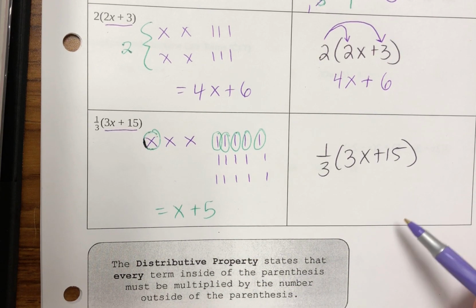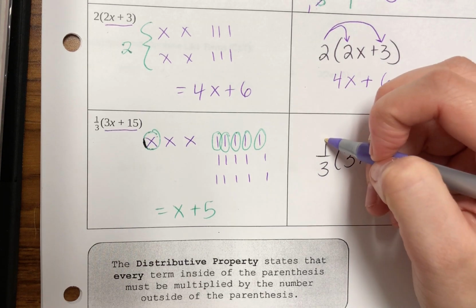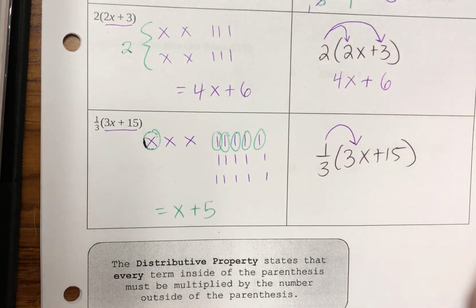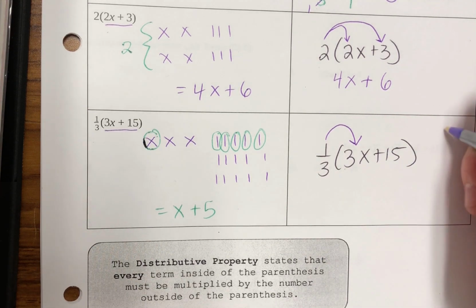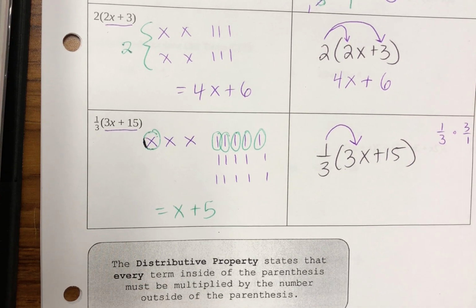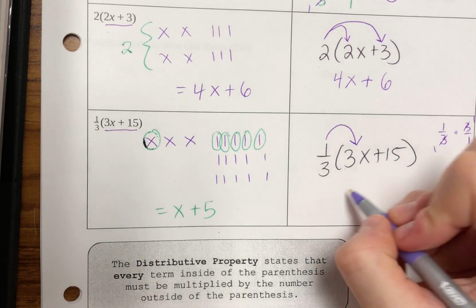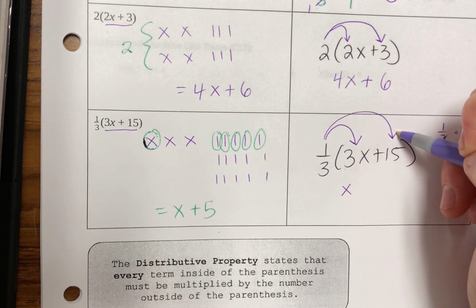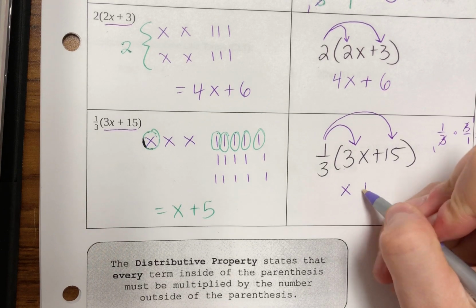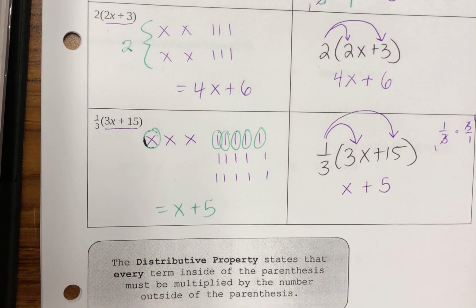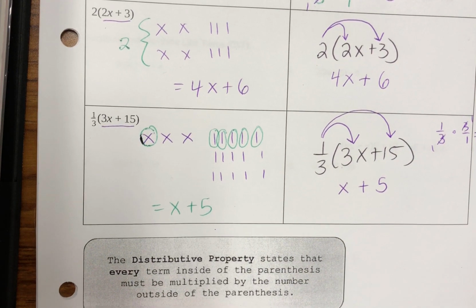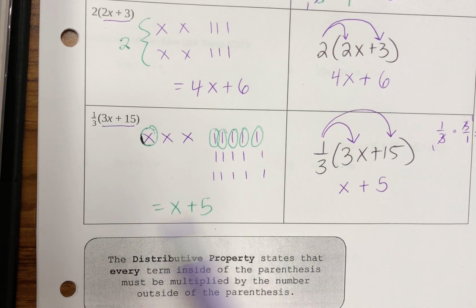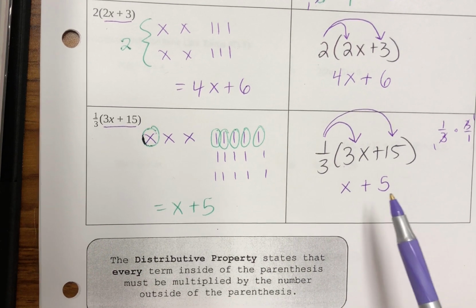If I check out this next example, I'll see that 1/3 times 3x, well, I would think about 1/3 times 3 over 1, which would work out to 1 over 1, or just 1x. And 1/3 times 15, well, we did that problem up above and we got 5. So it works out to be that same amount. So either way you think about these two ways of solving the problem, whether it's using a bar model or using the distributive property, you should get the same answer.